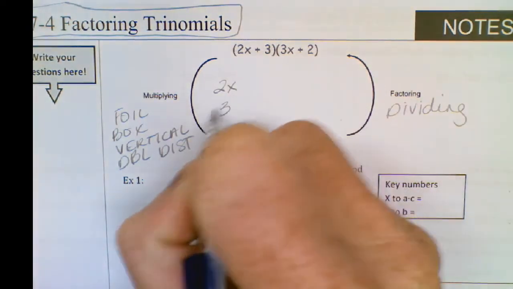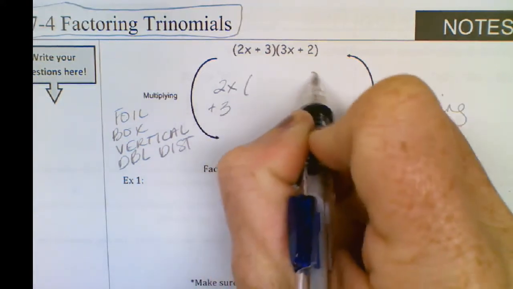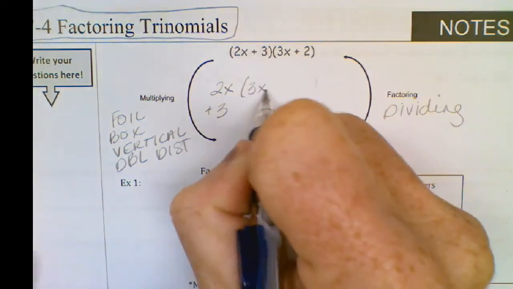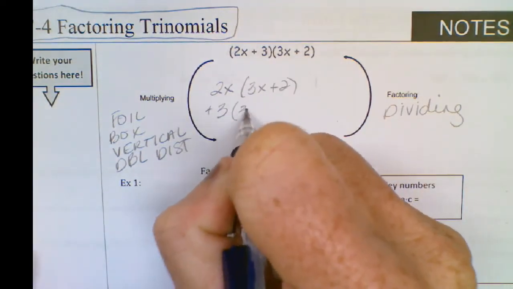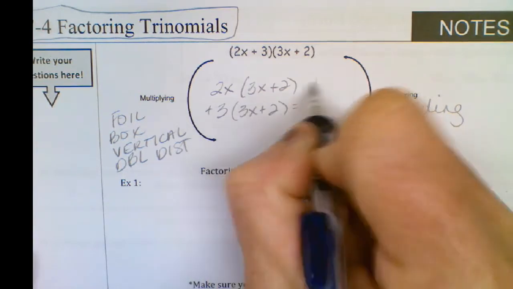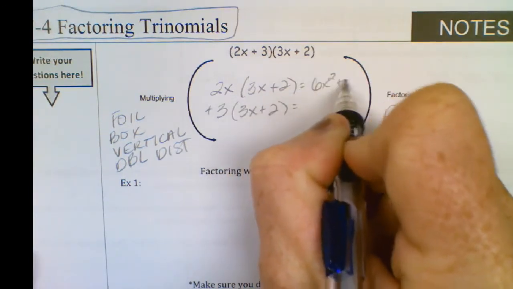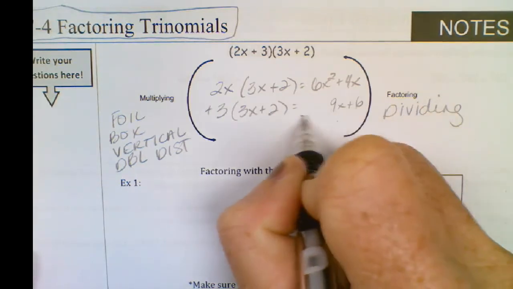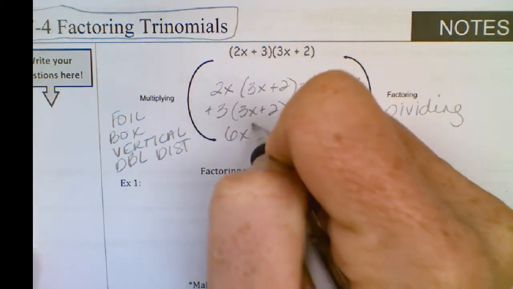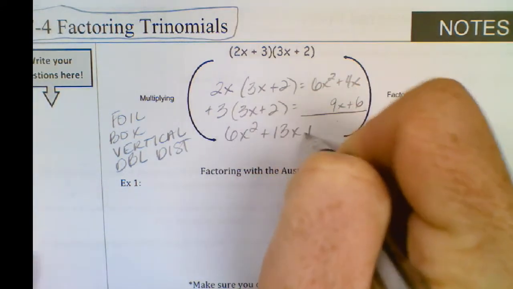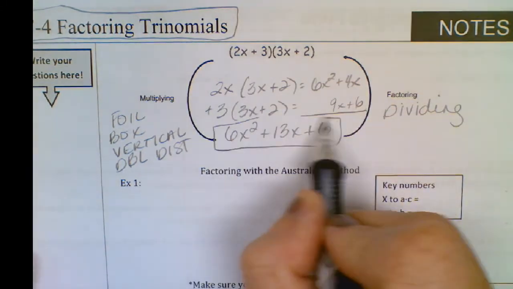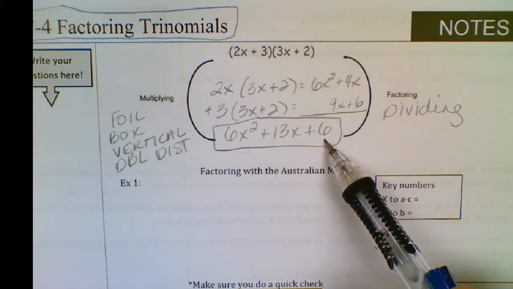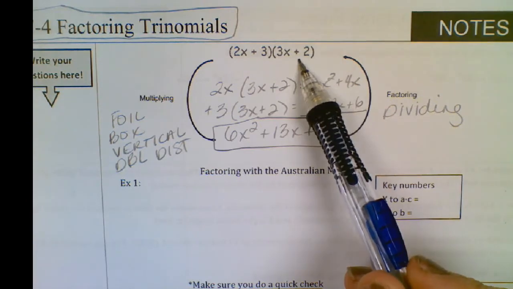So 2x plus 3, and we'll multiply each of those by 3x plus 2. We'll get 6x squared plus 4x and 9x plus 6. When I total those up, I will get 6x squared plus 13x plus 6. So when you're factoring, you're going from your trinomial and you're trying to get back to what your original factors were.